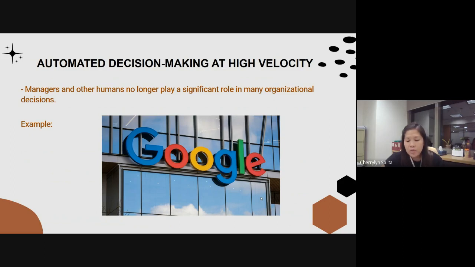Even while Google indexes more than 50 billion web pages, not every query that comes in is searched through the full database. O, di ba? 50 billion web pages daw ang meron si Google. So, kaya kapag may kailangan tayo, i-Google mo. So, yan ang best example ng automated decision making.